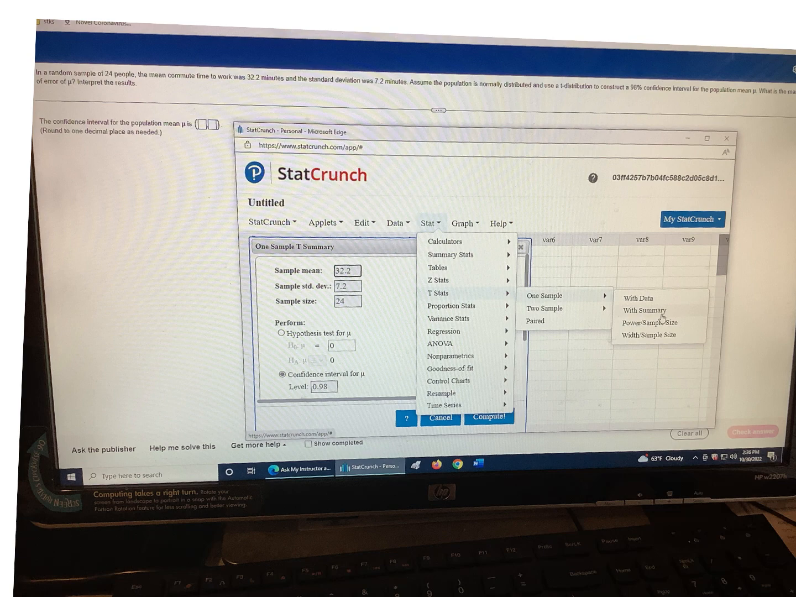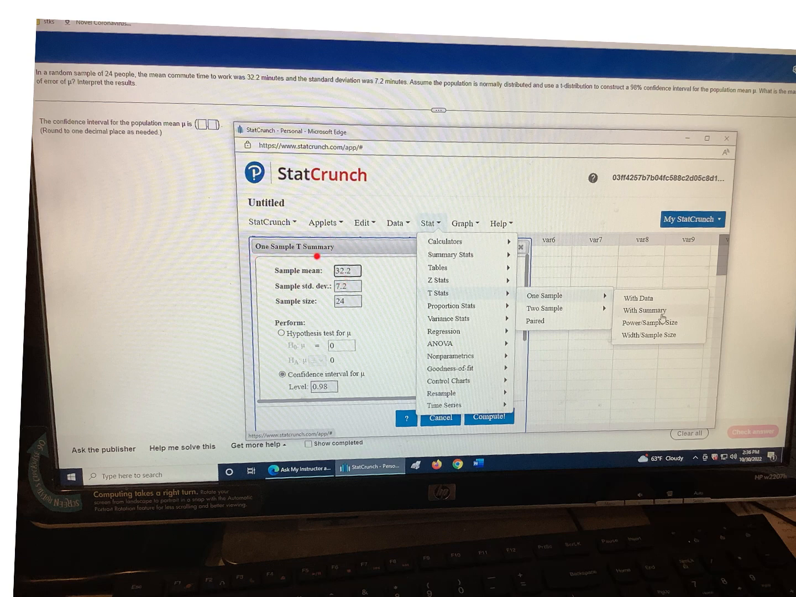I'm going to show you how to do it with StatCrunch. I kind of like it. So if you click on Get More Help, you can open StatCrunch. Then if you click on Stat, we're doing T stats. It's just one sample, and we have a summary of it. When you click on that, this box appears.